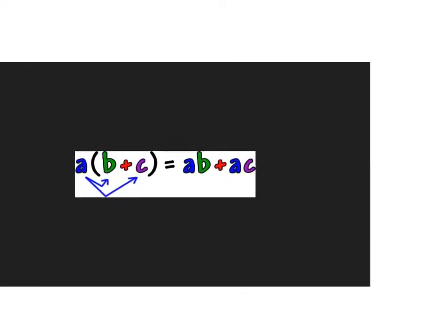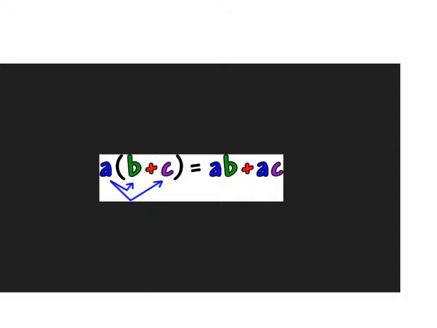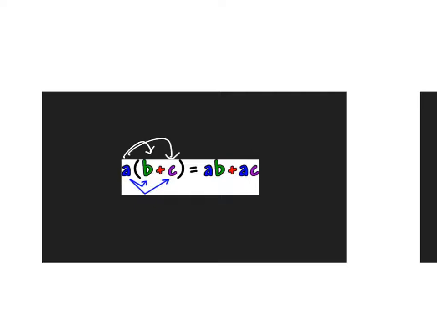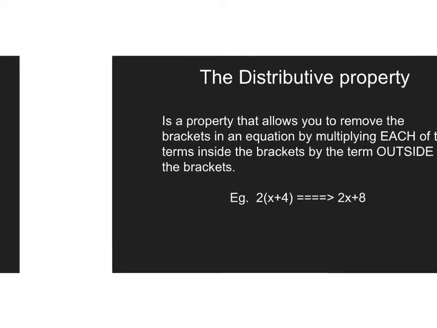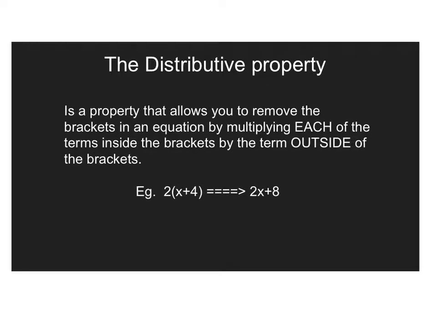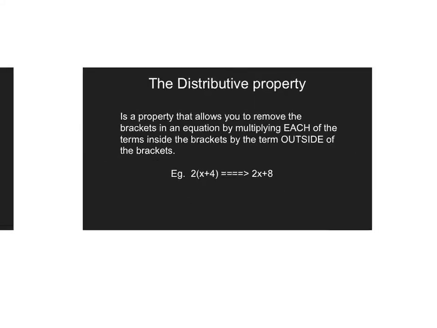So we've talked about the distributive property and how each of the terms gets multiplied by the number that's up front. So a times b and a times c. We're going to build on that in this lesson. Again, the distributive property is a property that allows you to remove the brackets in an equation by multiplying each of the terms inside the brackets by the term outside of the brackets. And you did some practice on that yesterday.